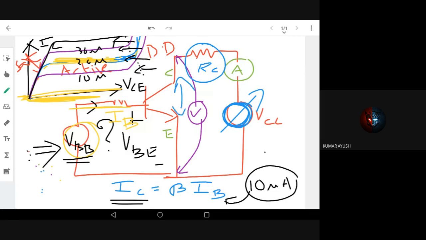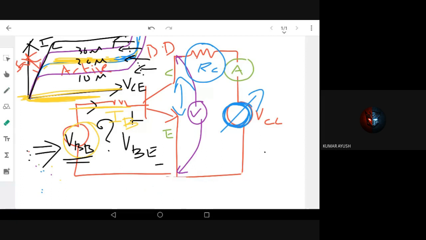So from here, I'm going to write the current equation at the bottom. That is VCC is equal to the drop across RC, IC times RC according to Kirchhoff's law, plus VCE, the voltage across the collector and emitter terminals of the transistor.